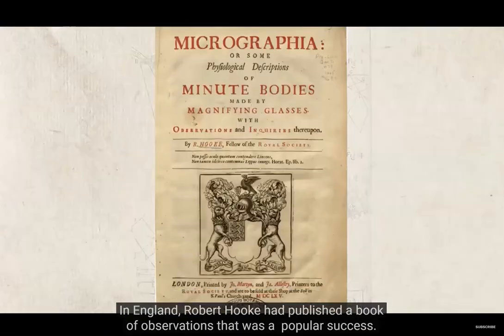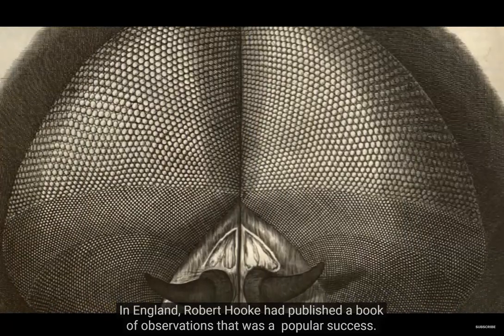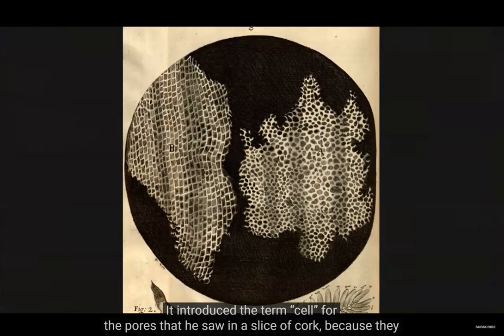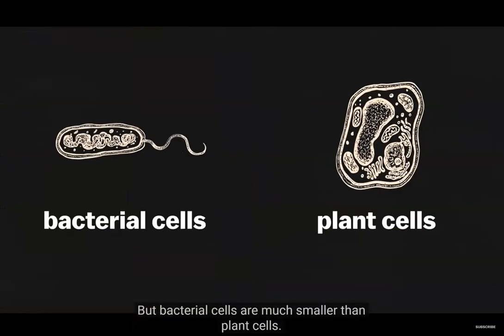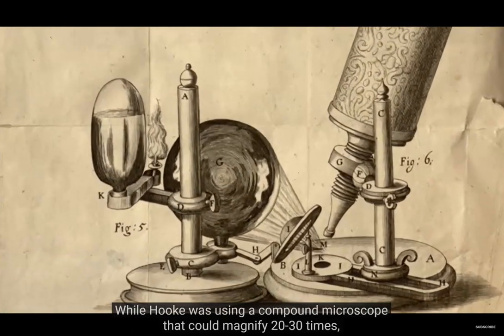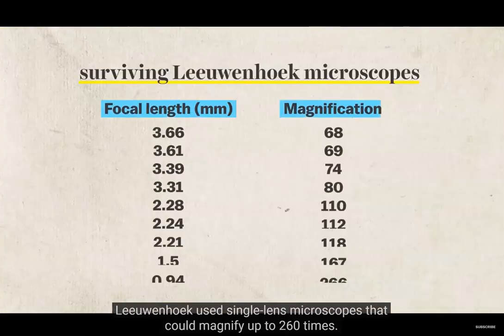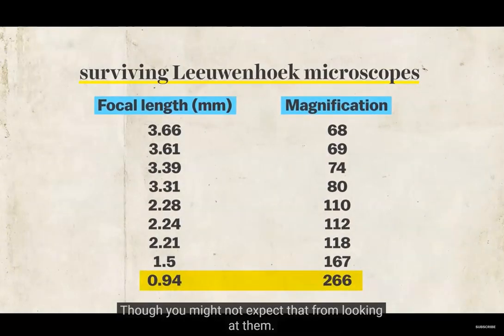At that point, microscopes had been around for decades. In England, Robert Hooke had published a book of observations that was a popular success. It introduced the term cell for the pores that he saw in a slice of cork, because they reminded him of the cells in a monastery. But bacterial cells are much smaller than plant cells. While Hooke was using a compound microscope that could magnify 20 to 30 times, Leeuwenhoek used single-lens microscopes that could magnify up to 260 times, though you might not expect that from looking at them.